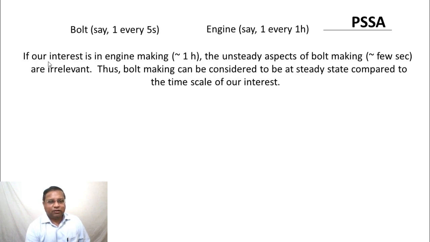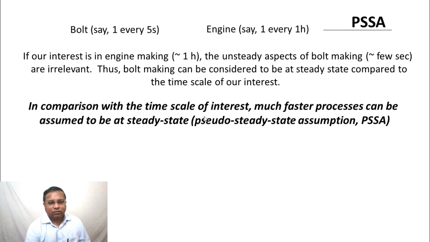That's what is given here. If our interest is in engine making, about an hour characteristic time, the unsteady aspects of bolt making, a few seconds, are irrelevant. Thus, bolt making can be considered to be at steady state compared to the time scale of our interest, irrespective of whether it has been at steady state or not. So, you need comparison. In comparison with the time scale of interest, much faster processes can be assumed to be at steady state, and this is called the pseudo steady state approximation. We are revisiting this. This is an important concept, a little difficult to appreciate in the beginning, but once you get a hang of it, it becomes very powerful.